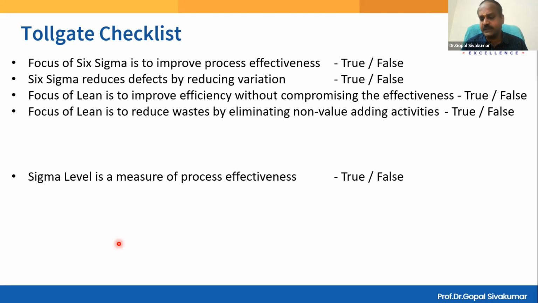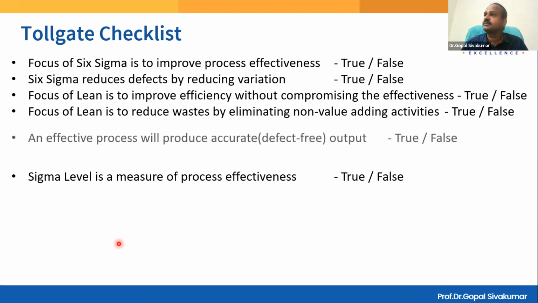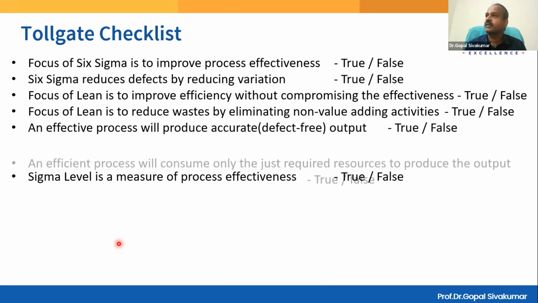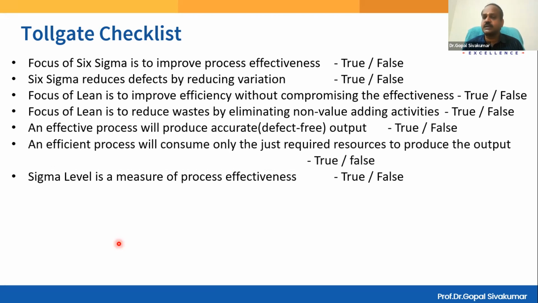If your sigma level is 6, success rate will be equal to 99.999. That means the rejection is less than 3.4 dpmo. An effective process will produce defect-free output. An efficient process will consume only the required resources. It never consumes resources in excess. And resource can be, you all know, time is also a resource. Hope all of you agree with me.